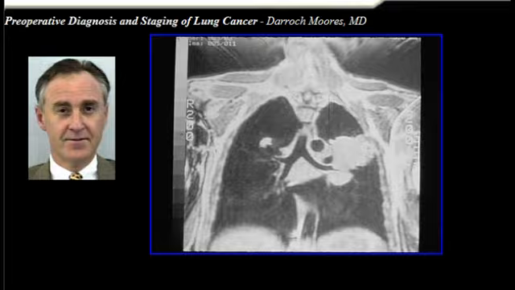This slide shows a patient with a large tumor in the left upper lobe. He has nodes in the hilum, nodes in the contralateral mediastinum, and a met in his right upper lobe. This is a T3, N3, M1 lesion.